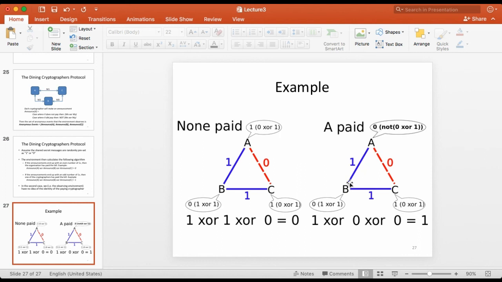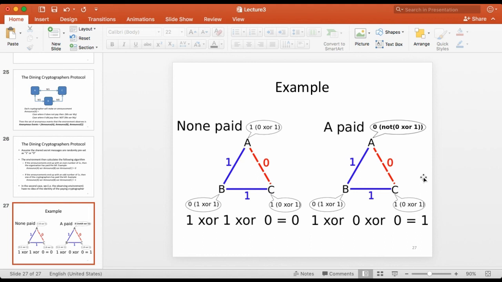Again, notice here that the observing environment, or the external observer, has no way of telling that A is lying, because simply the external observer has no access to these 2 numbers that A shares with B and C. And so therefore, if A says the result is 0 or 1, whatever it wants to say, the external observer has no way of determining that that was a lie or not a lie.